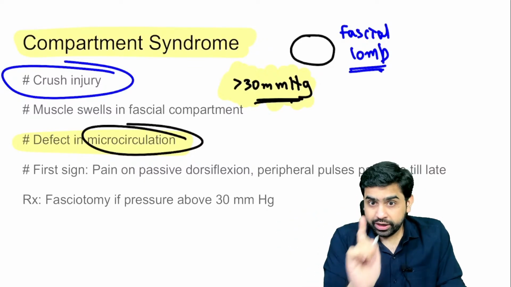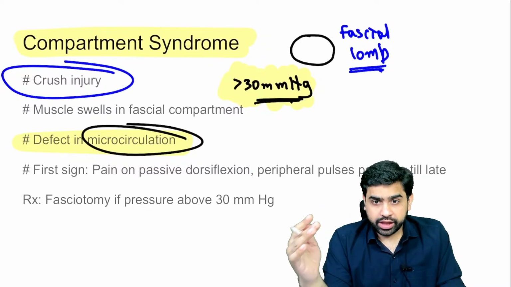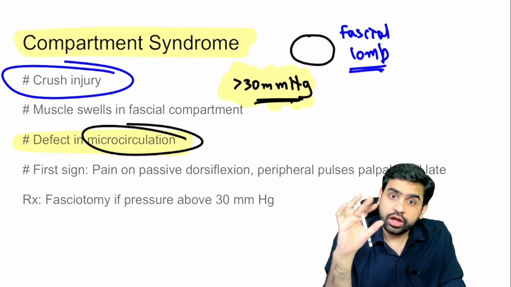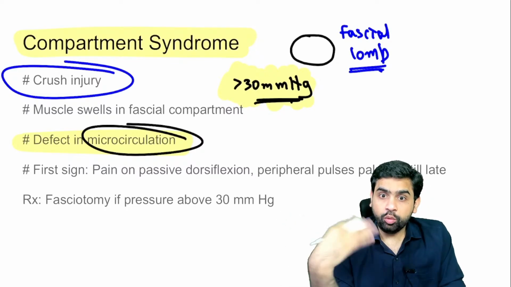Now, when you are dealing with patients with compartment syndrome, what you need to understand is that the distal pulsations are going to be present in the starting phase of the compartment syndrome. Why so?